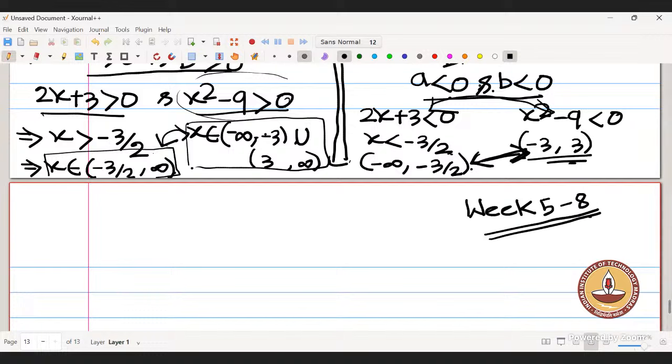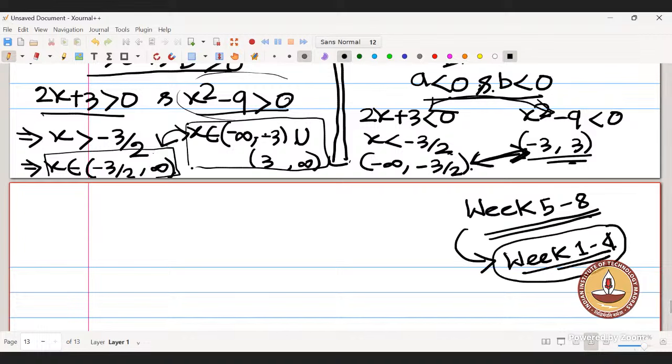But the thing is, even to solve the questions of weeks 5 to 8, you need the concepts of weeks 1 to 4. So we will not ask you any direct question from weeks 1 to 4. Whatever question we ask will mostly be from weeks 5 to 8, but still you need the concepts of weeks 1 to 4, because week 1 is also functions, so some kind of overlap is there.